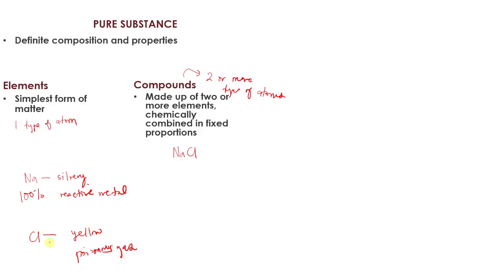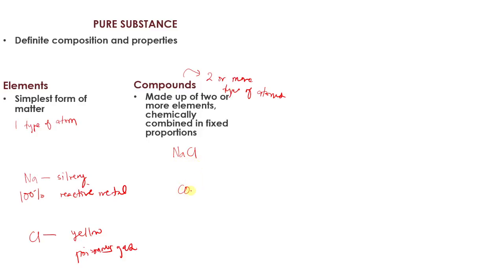Again, each element has their definite composition. They are purely made up of one type of atom, and then they have a definite set of properties. And the same is true for compounds. So again, for this compound, it has a definite composition. It has one sodium atom for every one chlorine atom.